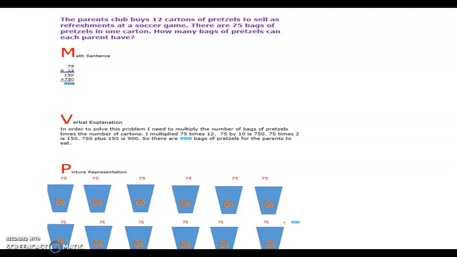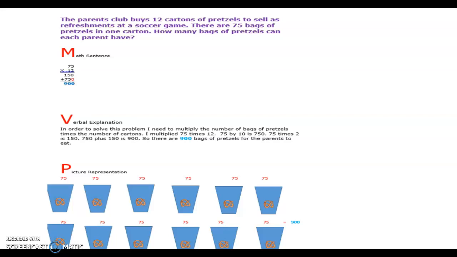An example of MVP is from this word problem. The Parents Club buys 12 cartons of pretzels to sell as refreshments at the soccer game. There are 75 bags of pretzels in one carton. How many bags of pretzels can each parent have? So, the M in MVP is math sentence. The math sentence is the numerical representation or the number sentence used to solve the problem. In this case, we will multiply 75 times 12 and get 900.